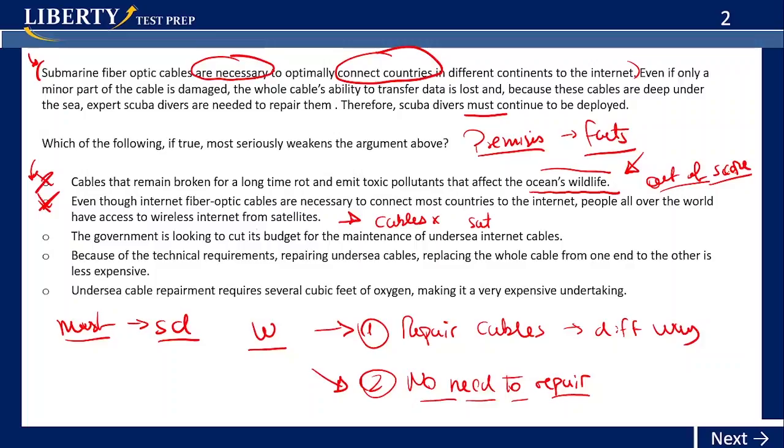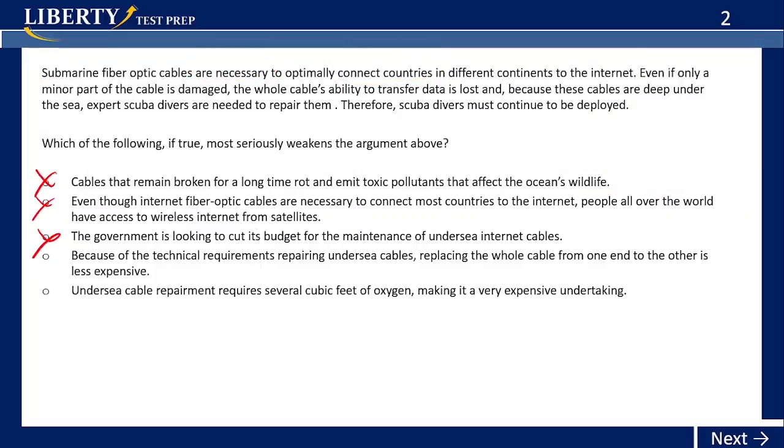Money is an issue here, yes, but it's not that much of an issue. It's not whether it's too expensive or not. It's whether you can truly find another solution in order to repair the cables, or do something with the cables, to be able to wire these countries in different continents up. You have to be able to connect them. That's the thing. In letter C, they are not talking anything about the connection. So that's out.